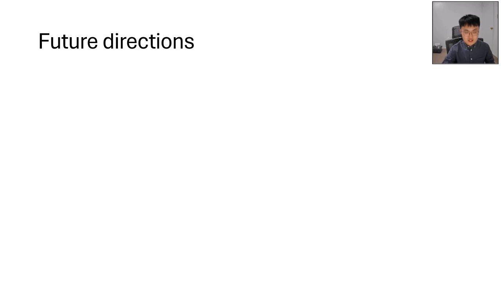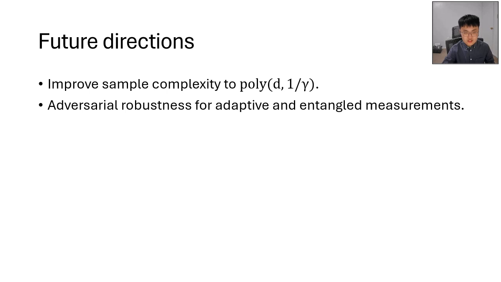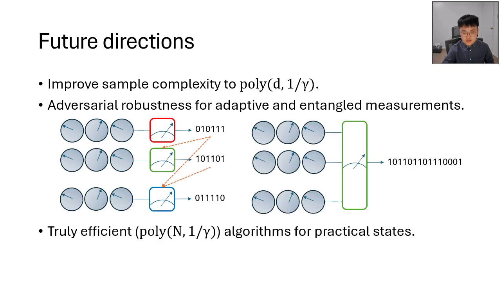So this concludes our results. So some future directions include, first of all, improve the sample complexity to polynomial in the dimension, and also to study adversarial robustness for stronger measurements, more precisely adaptive and entangled measurements. And finally, we are also interested in designing a truly efficient algorithm for states that have even stronger structures. By truly efficient, we mean the complexity should be polynomial in the number of qubits.